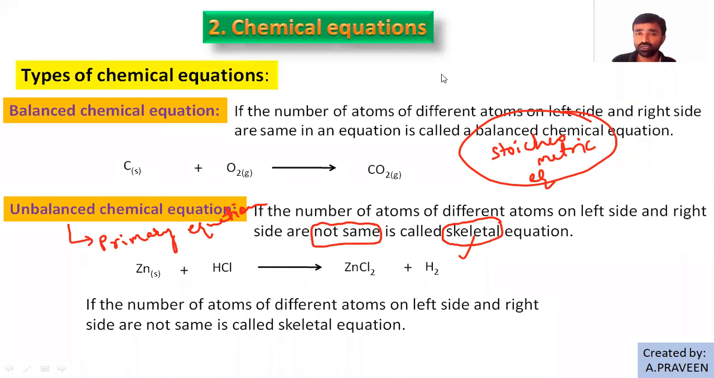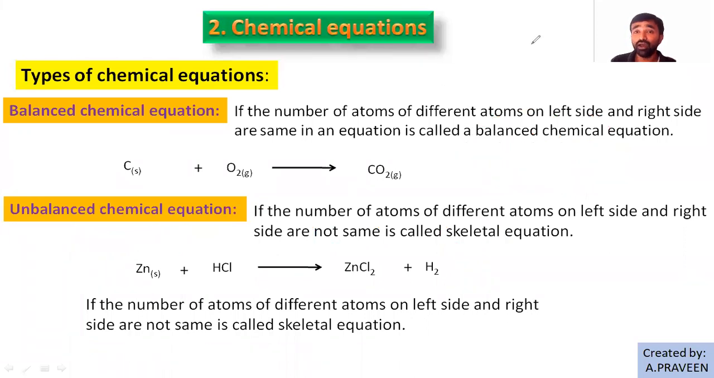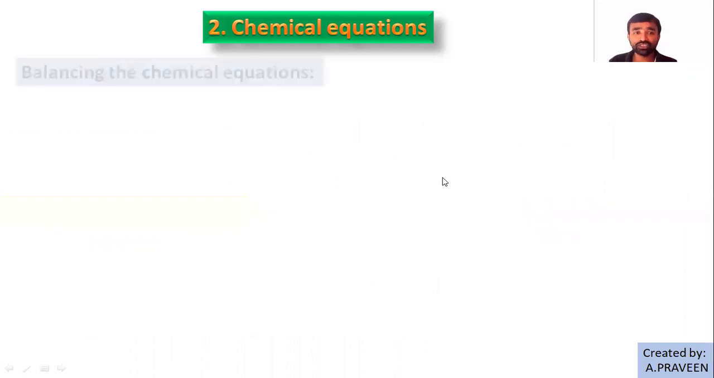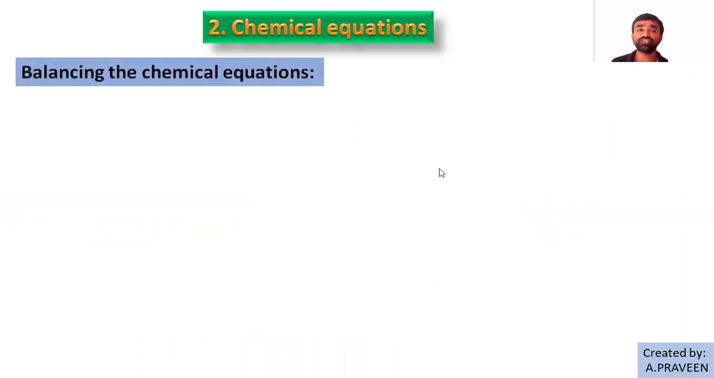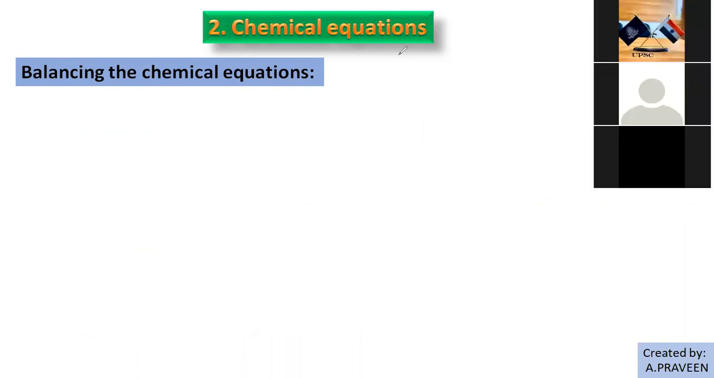Then we will move to another topic. What to do if you have an unbalanced chemical equation? We need to balance it. Why are we balancing? Anybody? Why do I need to balance? What happens if I leave it like that? Answer me. What happens if a skeletal equation is not balanced? Why do I need to balance it? Harshit, any idea?